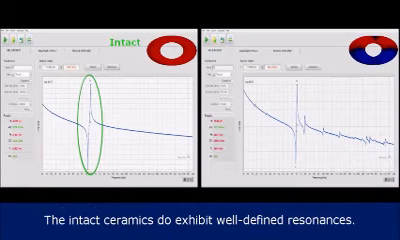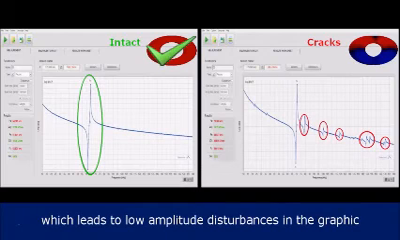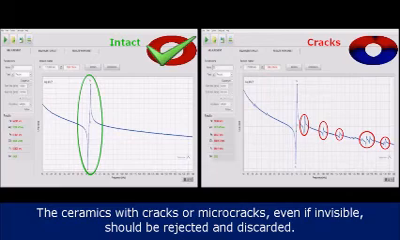The intact ceramics do exhibit well-defined resonances. Ceramics with cracks or microcracks exhibit spurious resonances, which leads to low amplitude disturbances in the graphic. The ceramics with cracks or microcracks, even if invisible, should be rejected and discarded.